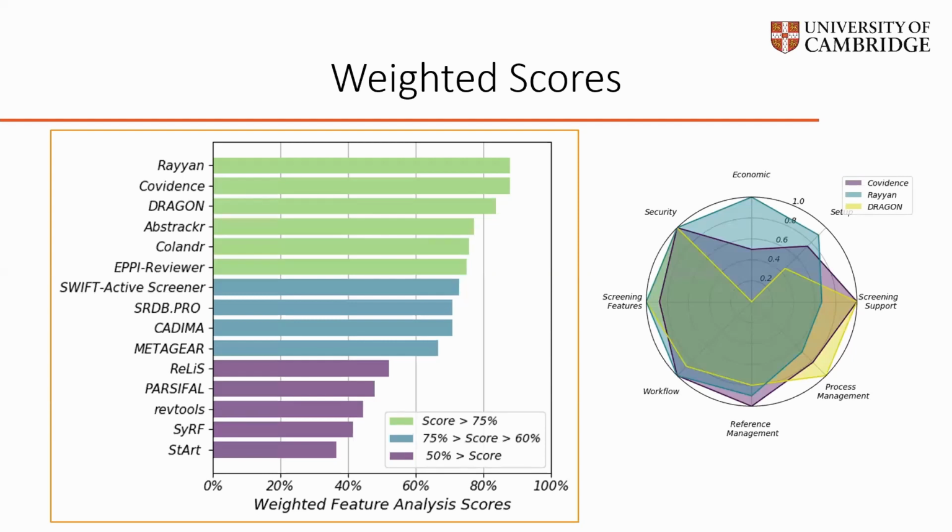But where we really see the differences is in areas such as the economics of getting access to these tools, where Rayyan is completely free to all users. Covidence has a free trial, so it's free to some users, but if you want to use it in your group, you're going to have to get a license for it. Right down to Dragon, where it's custom. You have to email them and get a quote, and there's always going to be a cost to using something like that.